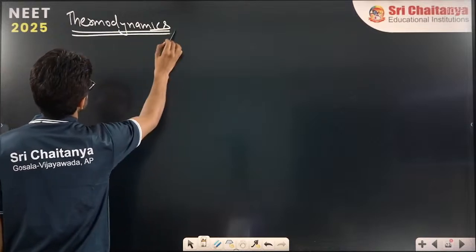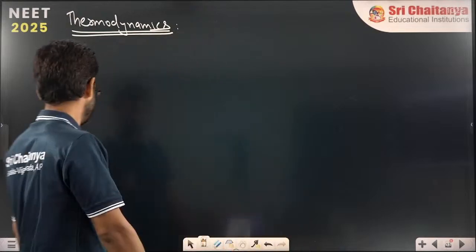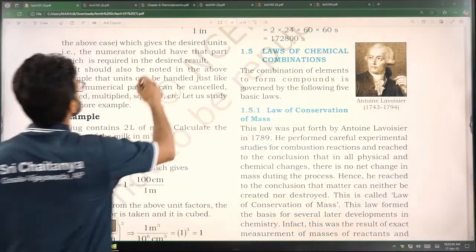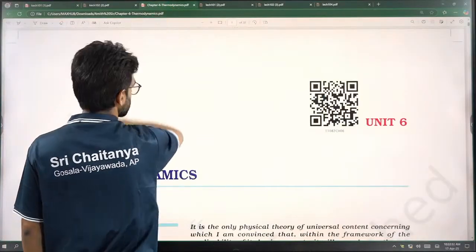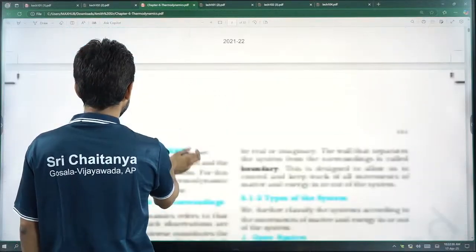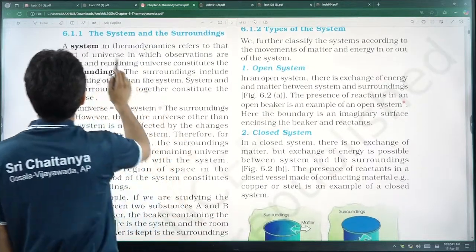It's thermodynamics, right? So we'll see. We'll start from some basic terms in thermodynamics. We can use little NCERT also here. So just simple terms you can tell me. Okay, first tell me what is system.